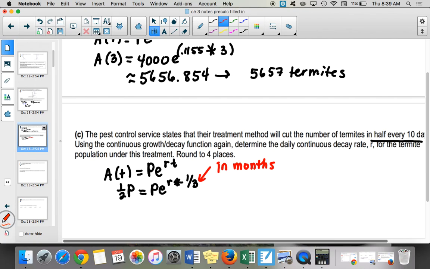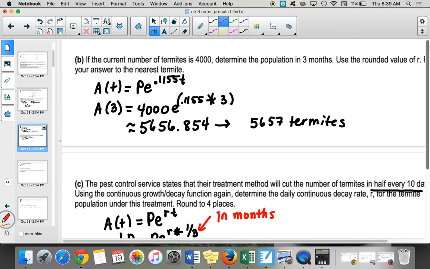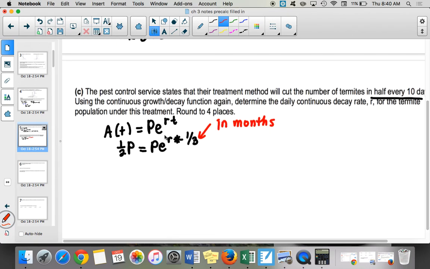But if I went back, so like in part B, if I had then said something like 30 days, then I would put a 1 here. Because I found that rate, that 0.1155, in terms of months, okay? So I would want to use everything that uses that 0.1155 with months. But if I'm finding a new rate now, I can just make sure that that's in days or whatever. Does that make sense? All right, so we'll leave it as 1/3 though, because I think that's a good catch. So I have 1/2 equals e to the 1/3 r.